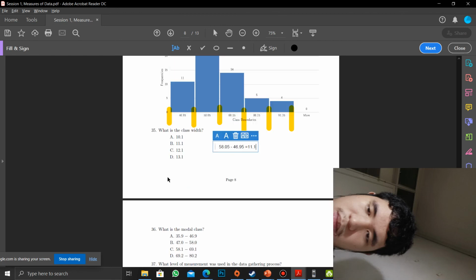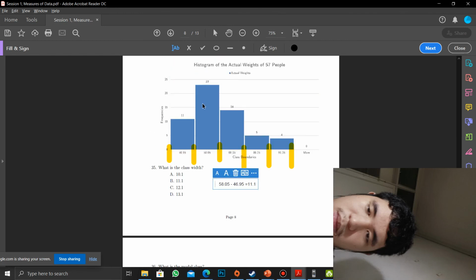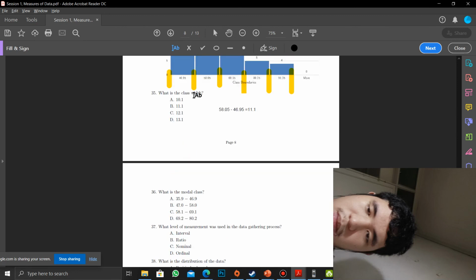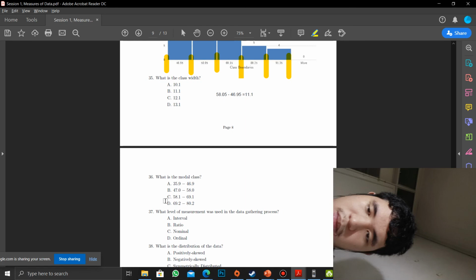What is the modal class? Tignan natin kung ano yung pinakamalaki. Ito, 58.05 hanggang 69.15. 23 people. Diba? So, add 0.05 to each of the classes. Ito dapat makuha natin: 58.1 to 69.1.